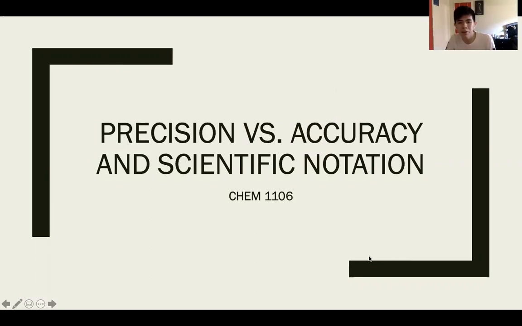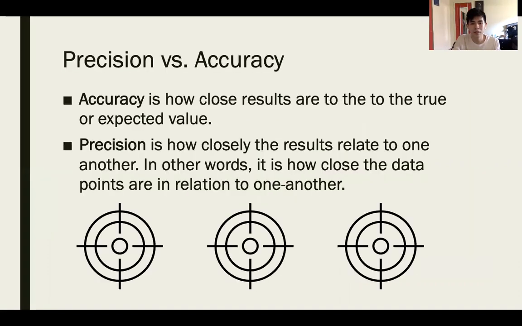Okay, so today we're going to be covering precision versus accuracy as well as scientific notation. Accuracy is basically how close the results are to the true or expected value.